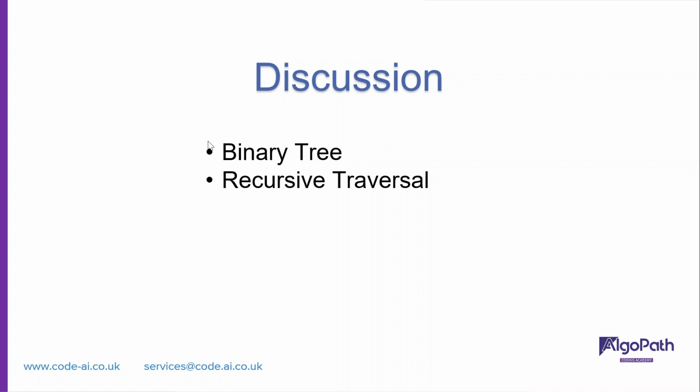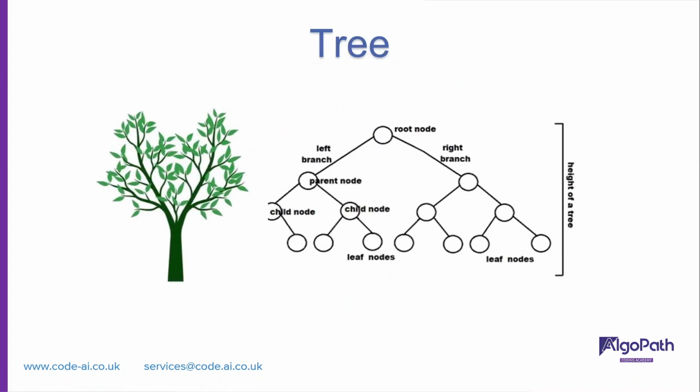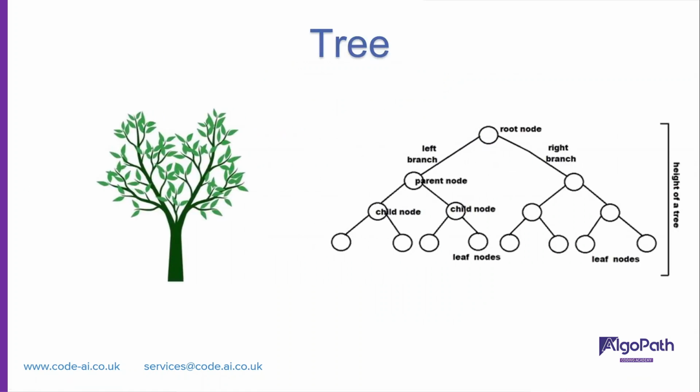We will talk about binary tree and then we'll talk about recursive traversal. So what is a tree? In a general sense, a tree has branches and leaves, but in data structure it has another meaning. It is a specific nonlinear data structure that has a root node, and that root node has some children, and those children can be parents as well.